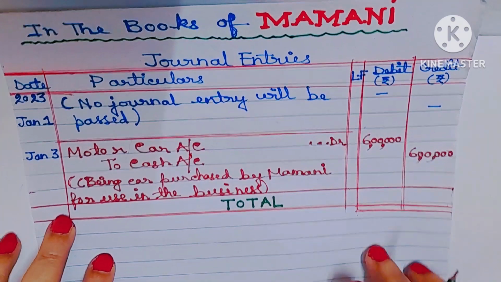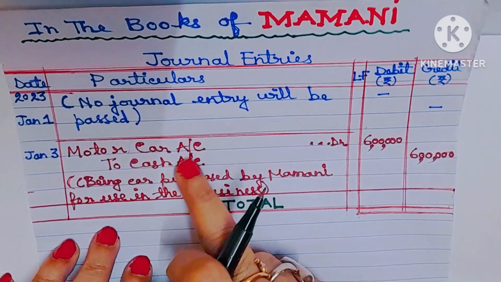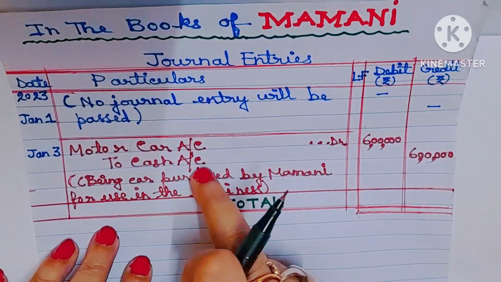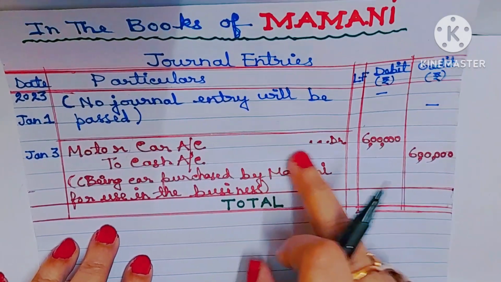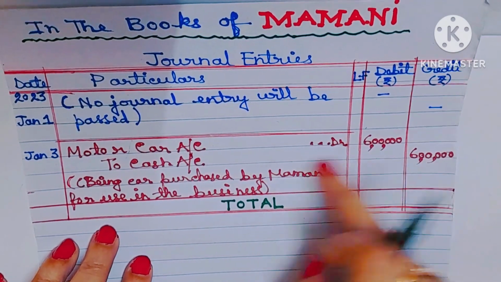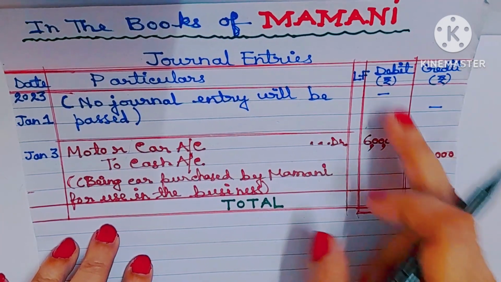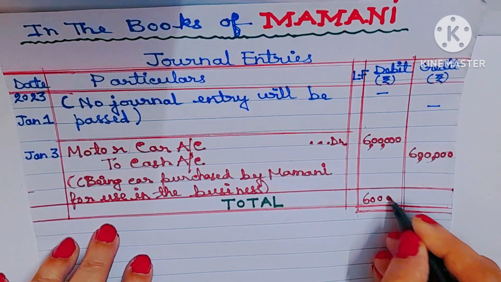So this is the way you have to write. First you have to write the debit account. Then you have to leave a little space and write the credit account, To cash account. To means credit, 6 lakhs. For the debit account you write in the first column 6 lakhs, and for the credit account you write in the last column 6 lakhs. And then you got to add up the total in the debit column, that is 6 lakhs.